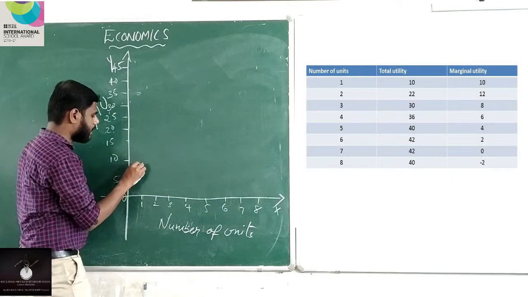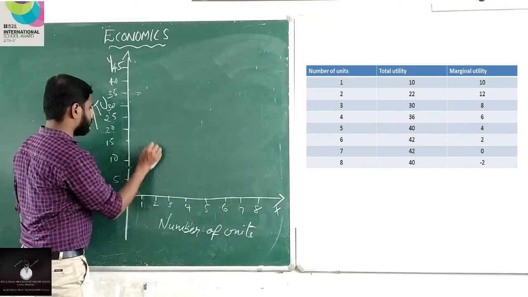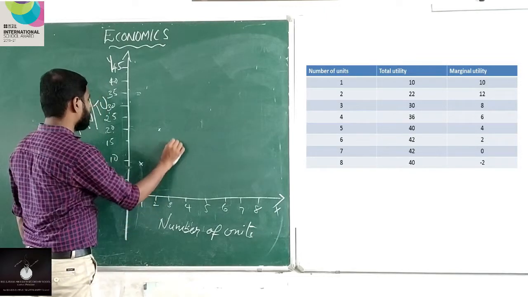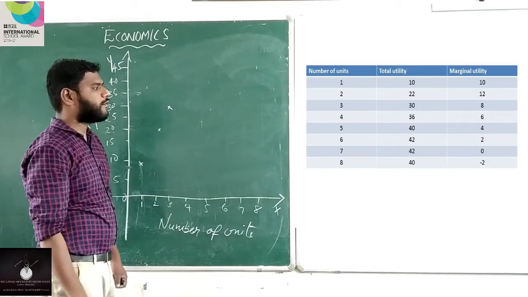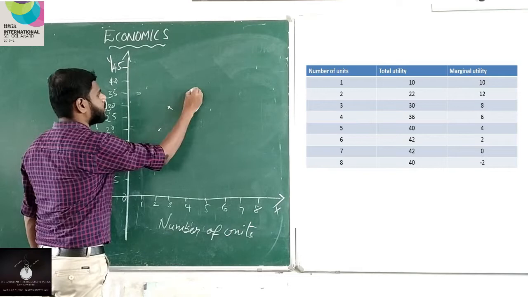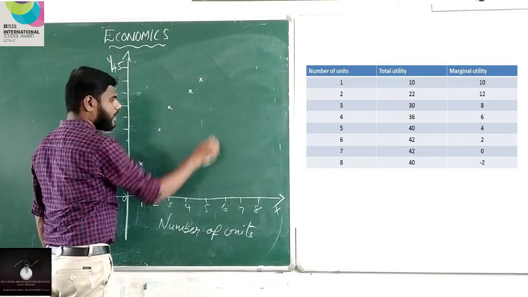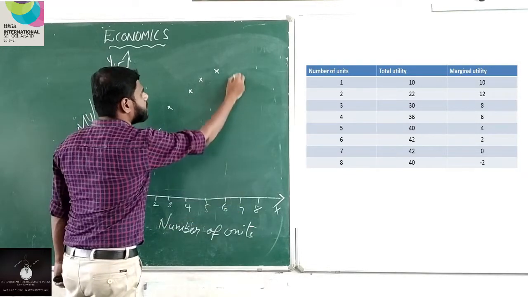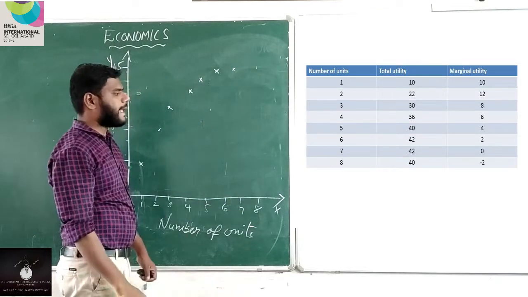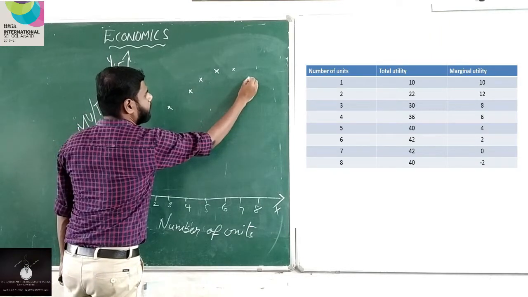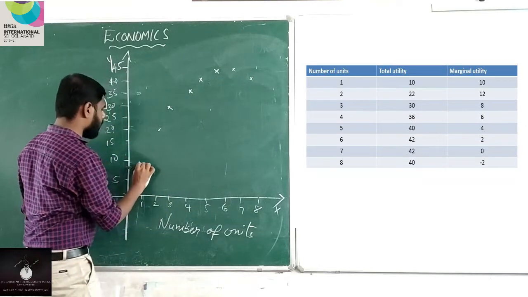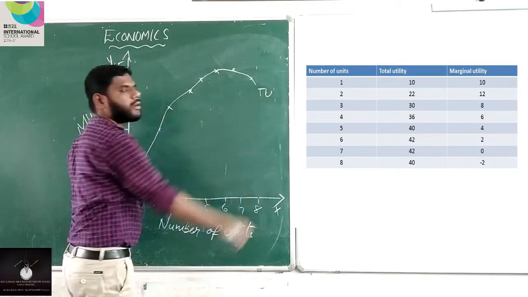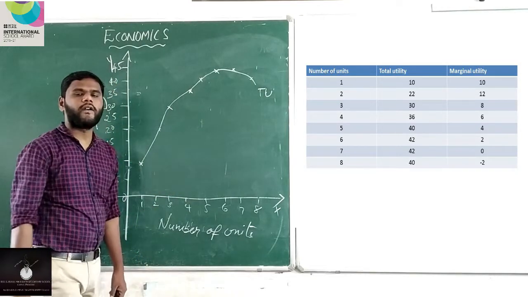For 1 unit, total utility is 10. For 2 it is 22. Then for 3 it is 30. Then 4 it is 36. 5 it is 40. And 6 it is 42. And 7 also it is 42. And 8 it is 40. Now, if we join these points, we will get the total utility curve, that is the TU curve.